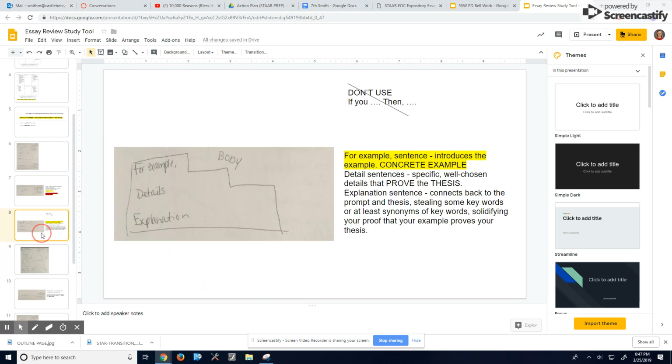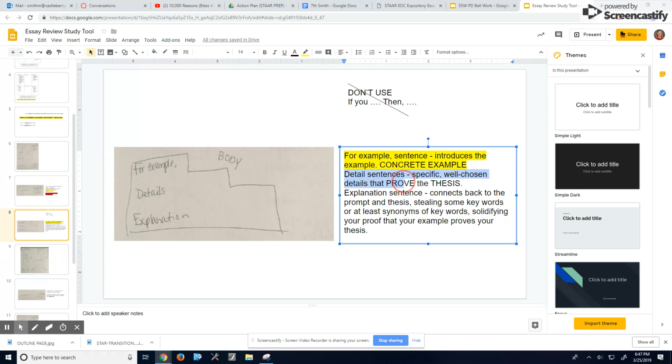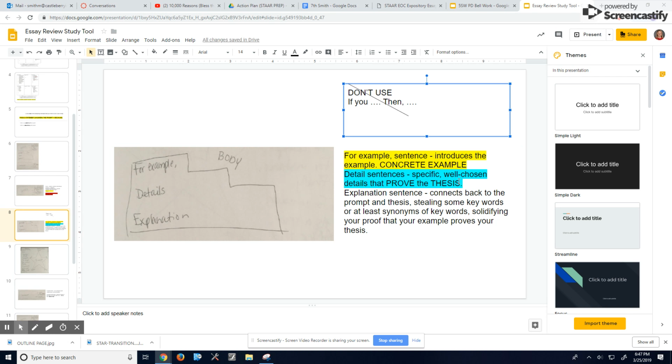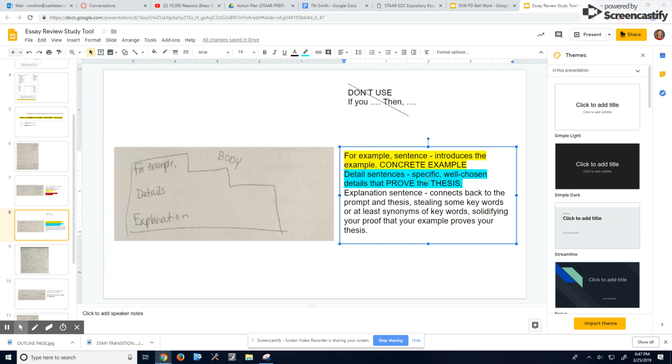So you'll go back to that body paragraph, and now you're going to start creating those detailed sentences with specific, well-chosen details that prove the thesis. So we're not just adding all the things that we can possibly think about our topic. We are choosing what to write about because it proves our thesis.